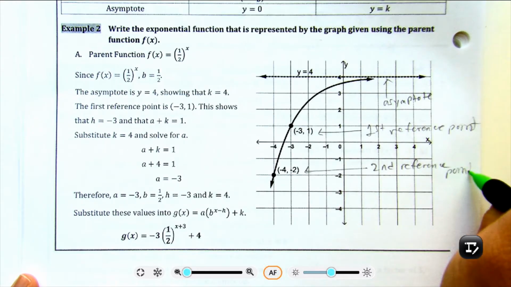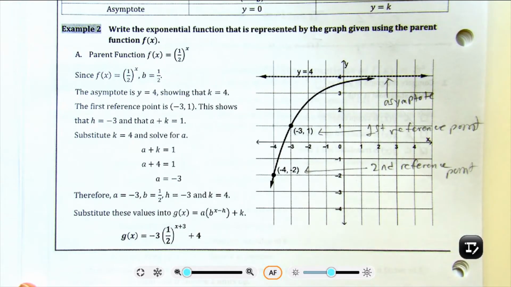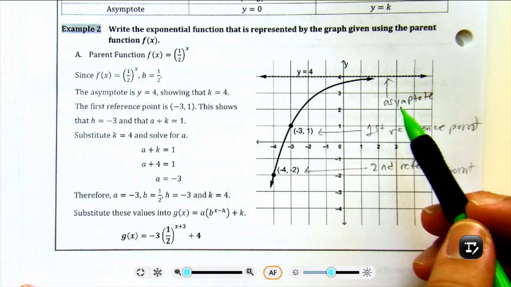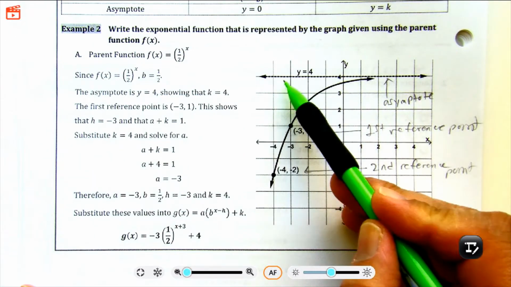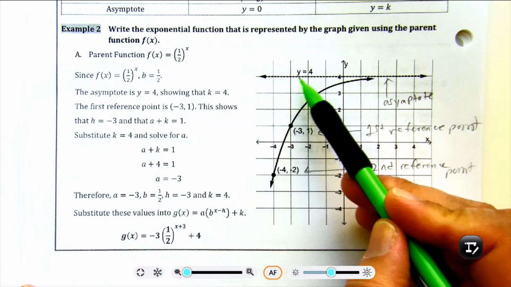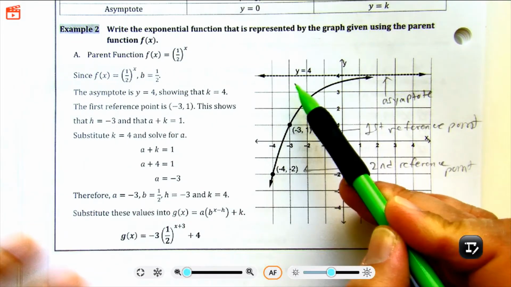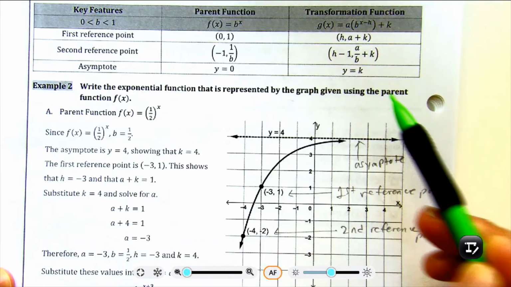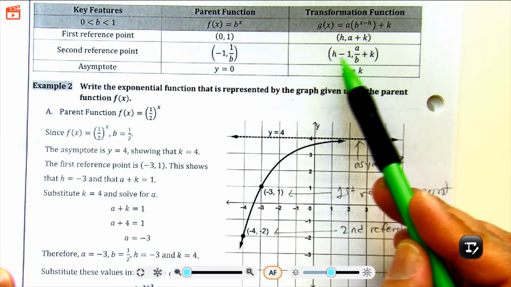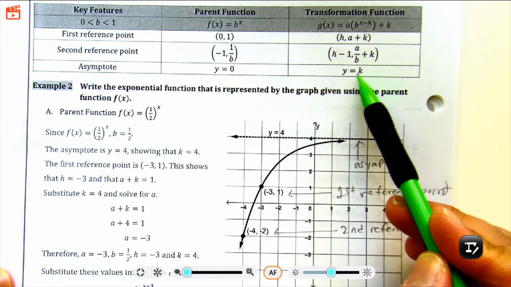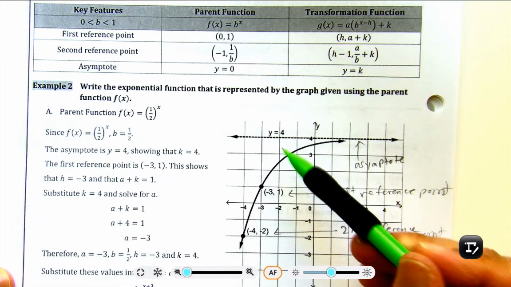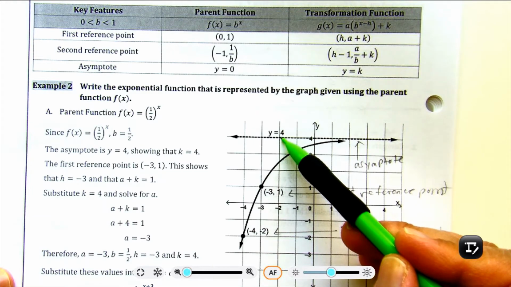So let's start with the asymptote. In this graph, y is equal to 4. That's the horizontal asymptote. And in the formula, k is the asymptote, so y is equal to k. So in this problem, k is equal to 4. So we got that here.